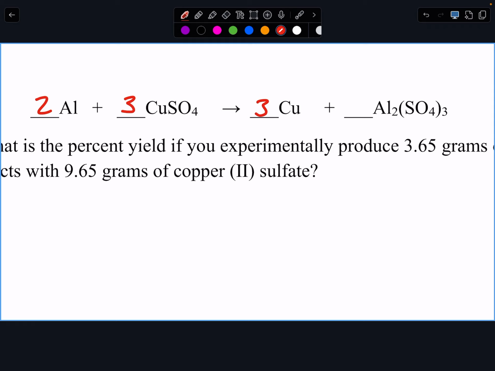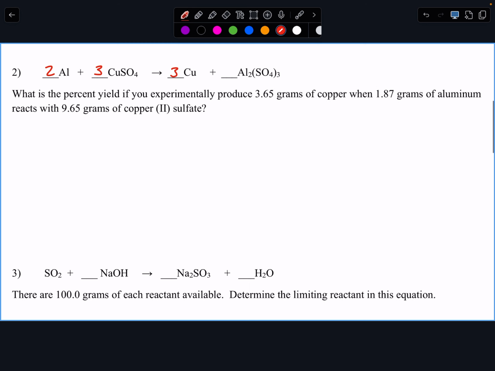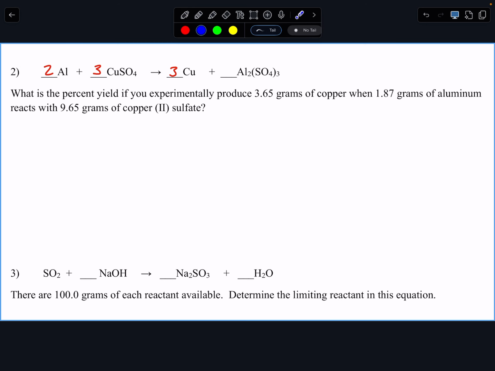All right. So in the question, I have 3 numbers. Let's digest what all of these numbers mean. What is the percent yield if I experimentally produce 3.65 grams of copper? What is copper? A reactant or a product? A product. And what is the question asking me? What is the percent yield of that? So what does this number mean then, this 3.65?